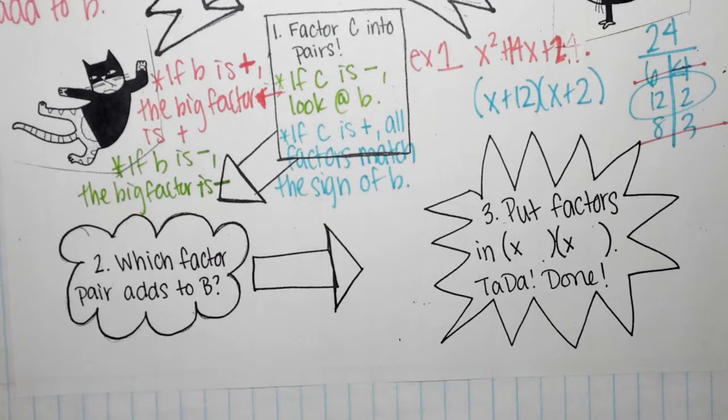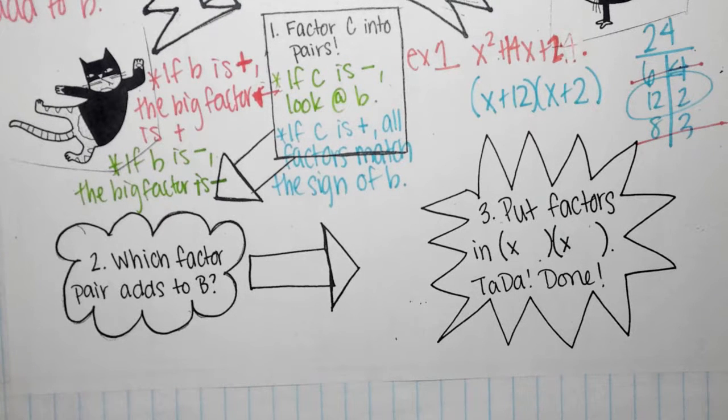So if B is positive, our big factor is positive. If B is negative, our big factor is negative. That means the opposite one is the other sign. Is everybody with me? Yes, ma'am. Or at least to the point where I can explain it in detail in a problem.